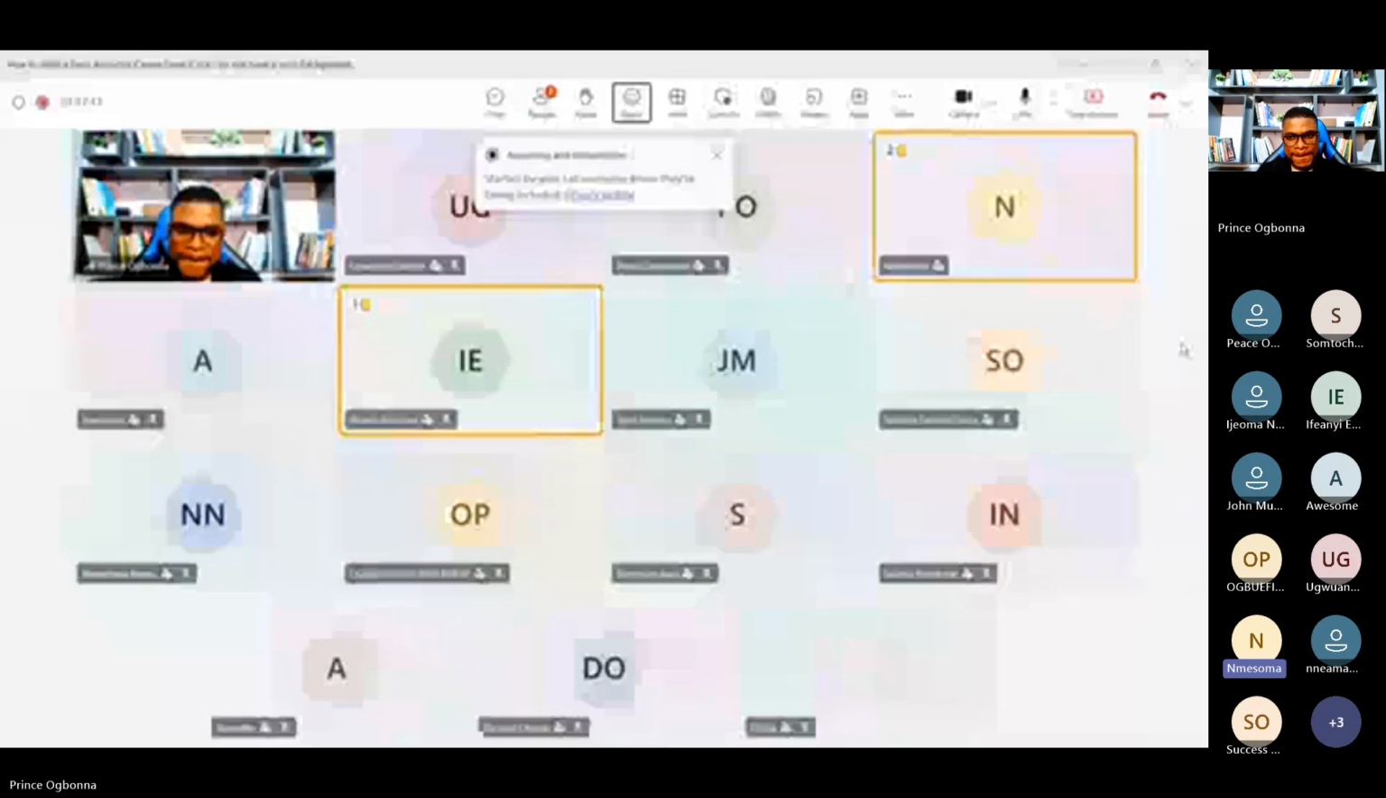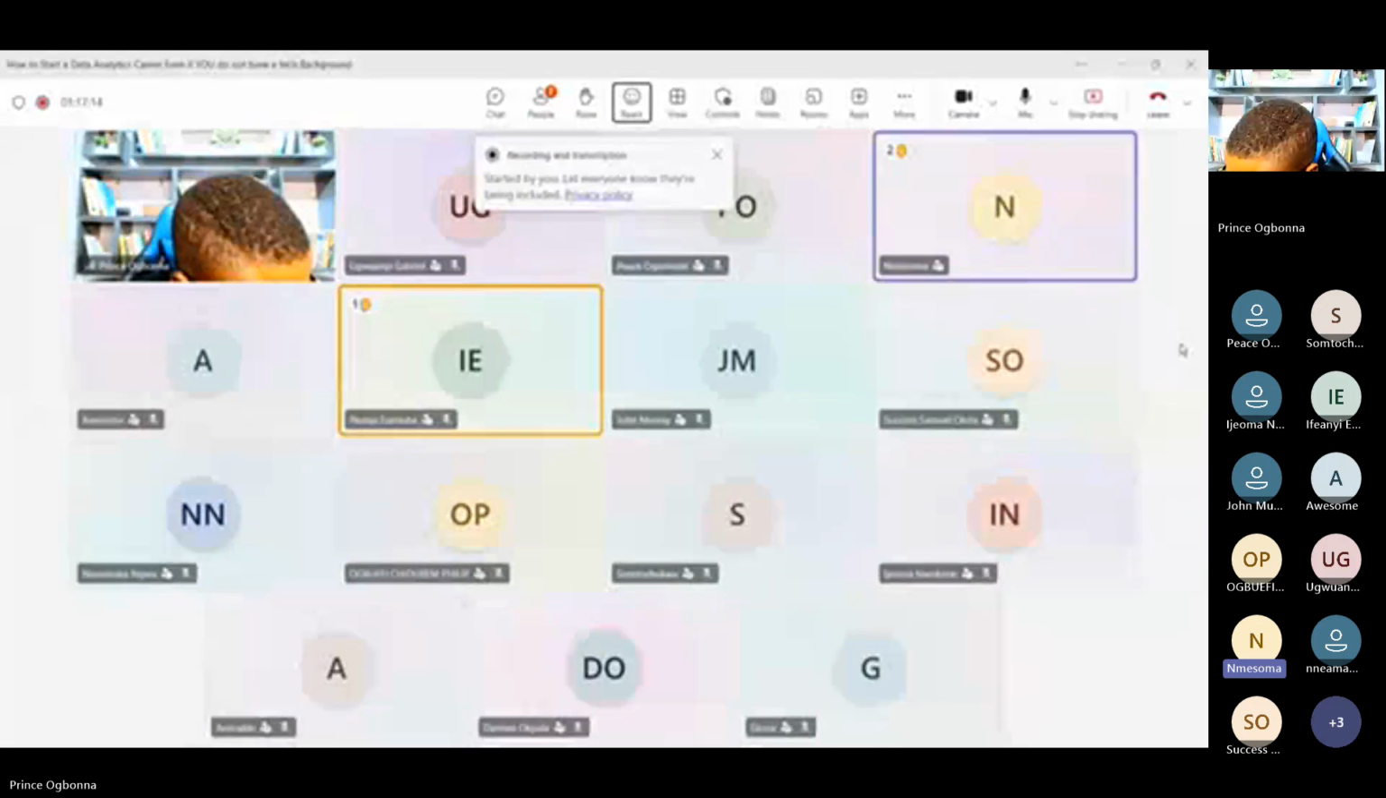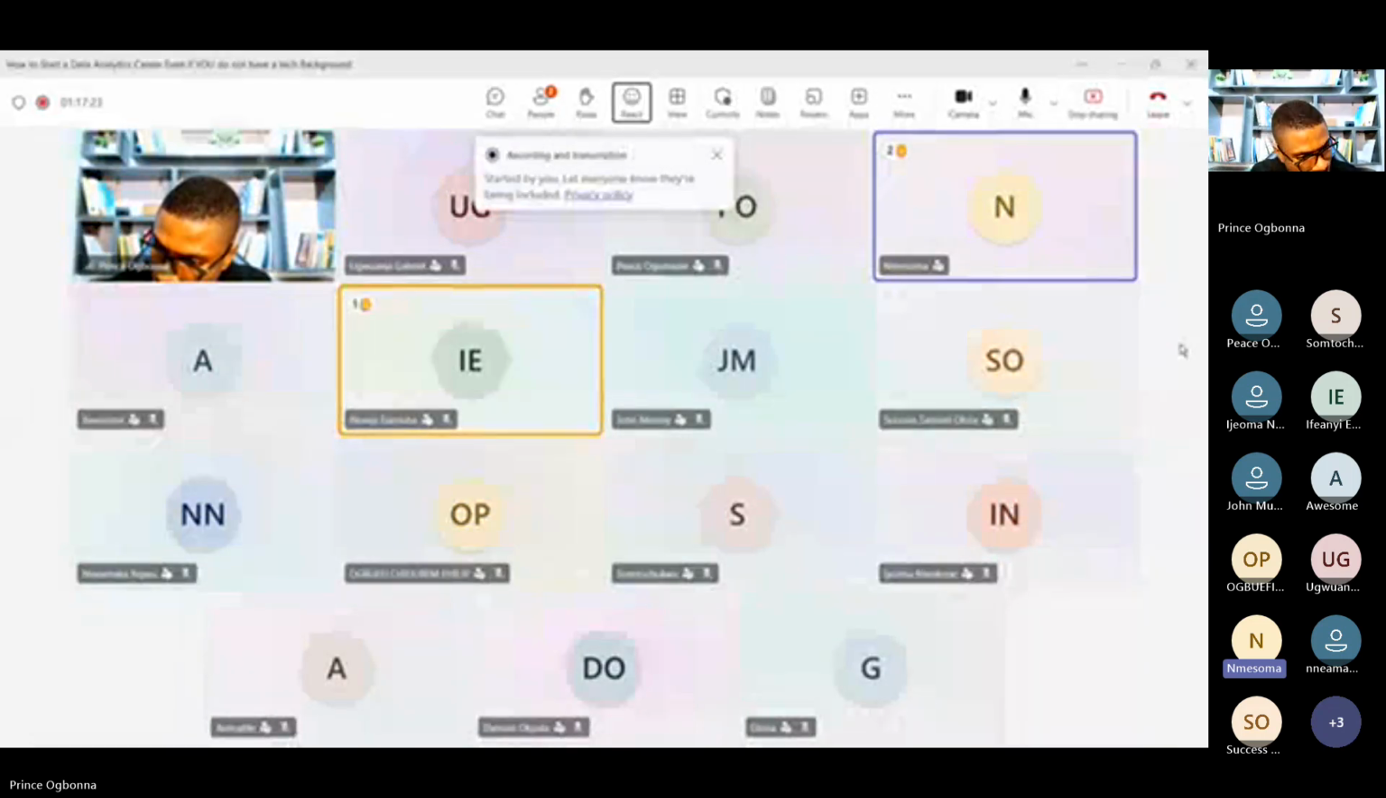Please, is it only for business that data analysts work on? Because mainly I think you focus only on business aspects. So I want to ask whether it's only business people that the data analyst works for.